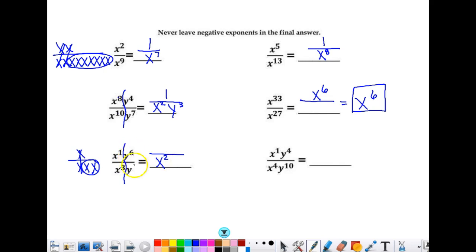And then I have y to the 6th and y to the 1st. When you don't have an exponent there, it's a 1. It's not a 0. So there's some like that on your homework. Some of them say 1s, some of them don't say anything. So 6 minus 1 is 5. You have y to the 5th.